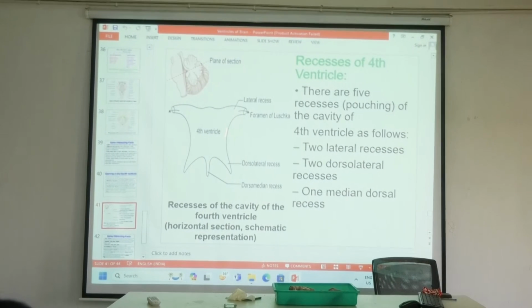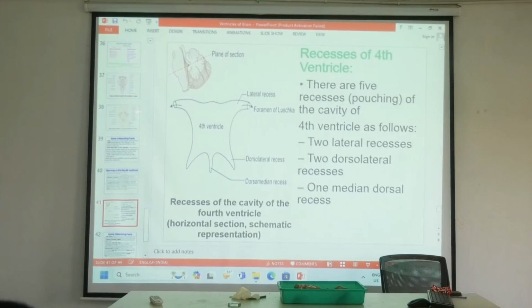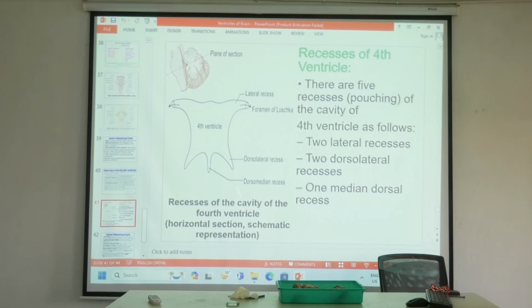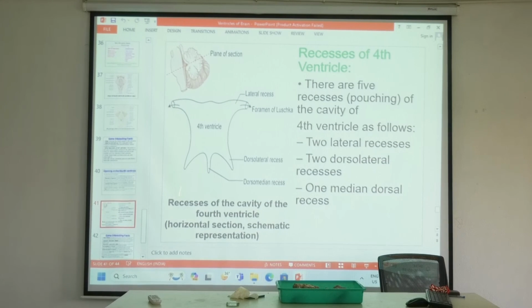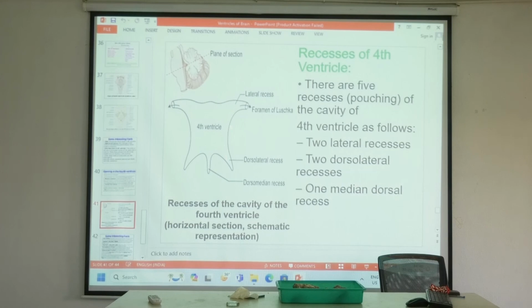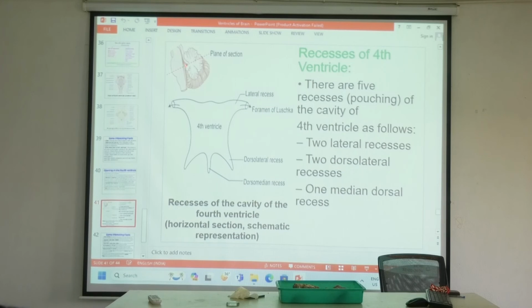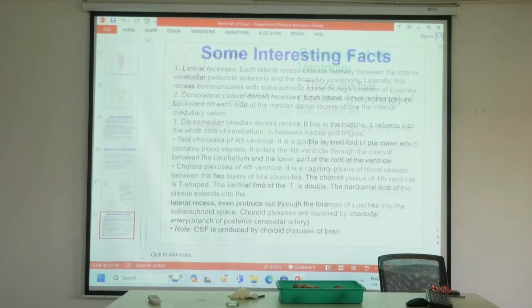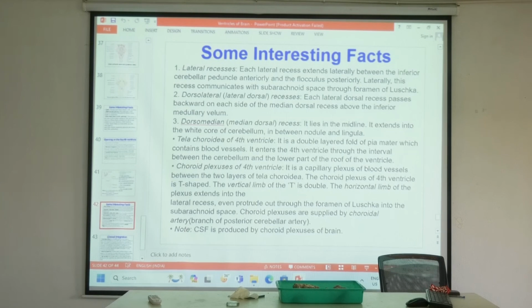Next are the recesses of the fourth ventricle. See, this is the schematic diagram of the fourth ventricle. On the two sides, these are the lateral recesses where the foramen of Luschka is present. Here is the dorsomedian recess. These are the dorsolateral recesses. The dorsomedian recess is extending into the cerebellum. So there are five recesses or pouchings of the cavity of the fourth ventricle: two lateral recesses, two dorsolateral recesses, and one median dorsal recess. We'll discuss the recesses in detail.